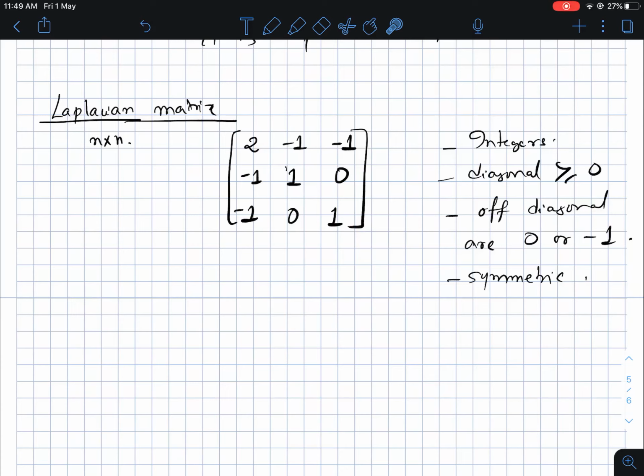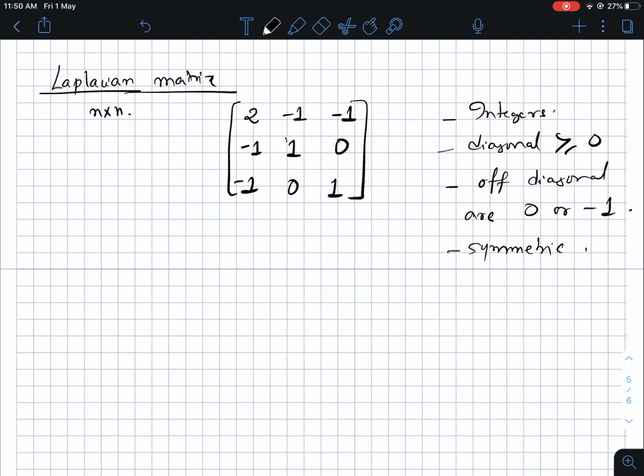This also means that the diagonal entries cannot be very arbitrary. For example, I could not have put a diagonal entry of 5 here like I was initially doing. If it is a 3x3 matrix, the diagonal entry can be at most 2. So why are Laplacian matrices important? They arise when you study graphs.